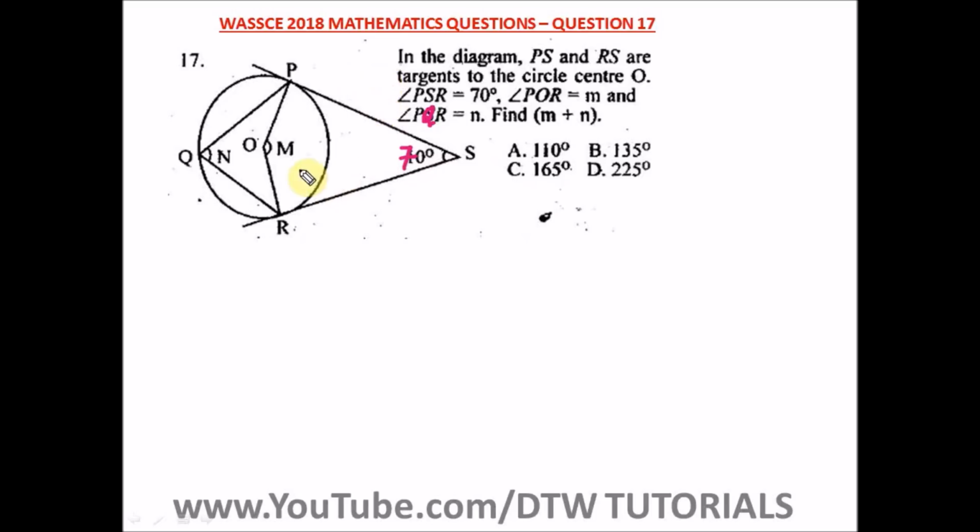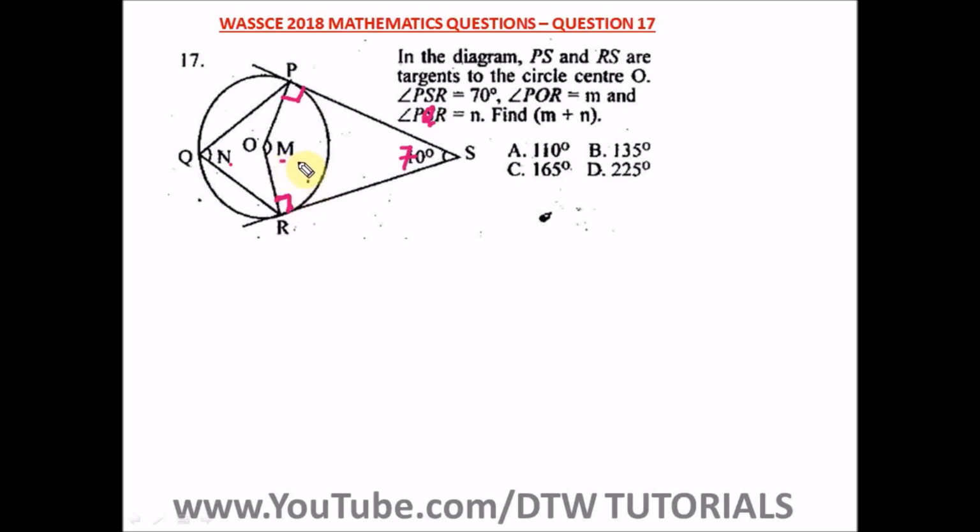So how do we solve for angles M and N? We've been told that PS and RS are tangents to the circle. And remember that a tangent to the circle forms a 90 degree angle with the line that goes to the center of the circle. So this is a 90 degree angle, and here also, which is a tangent, is a 90 degree angle.